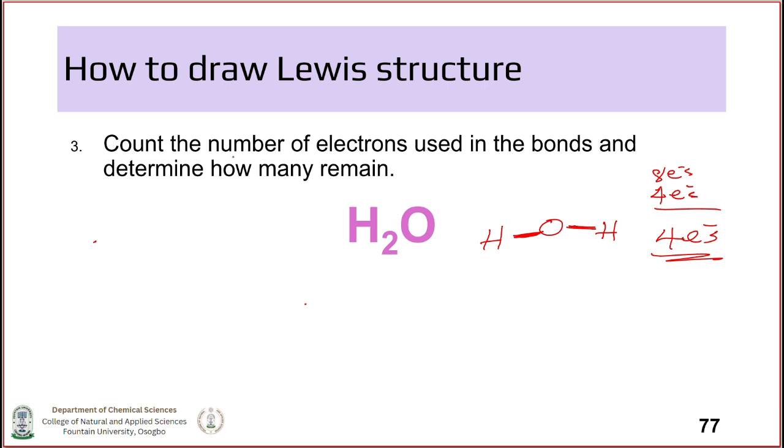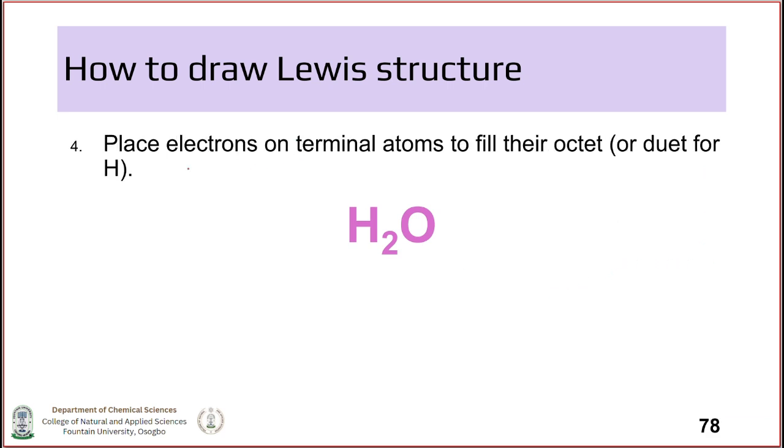So that's what we said here: count the number of electrons used in the bonds and determine how many remain. So there are 4 electrons remaining. Now place electrons on terminal atoms to fill their octet, or duet for hydrogen. Octet means 8 and duet means 2 for hydrogen.